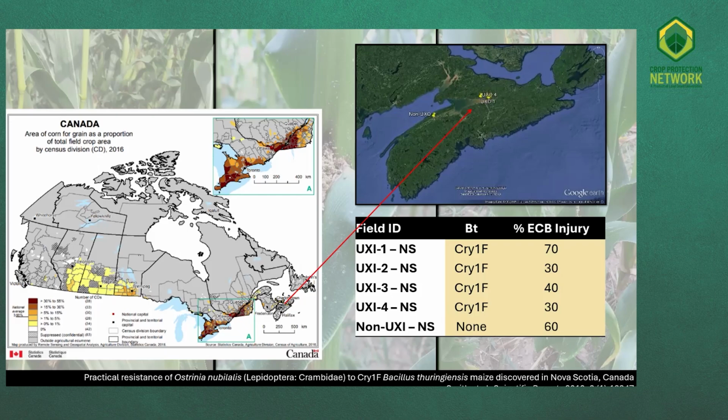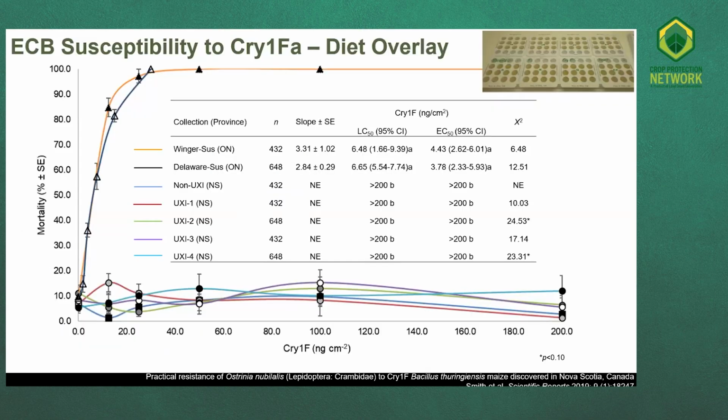We brought these back to our lab at the University of Guelph, Ridgetown campus, and we tested them using our diet overlay bioassay, where we look at different concentrations of the purified Bt Cry1F protein, and we look at what percentage of the test subjects die within a 7-day period. So you put these newly hatched larvae on the diet that's got the protein on it, and you measure mortality after 7 days.